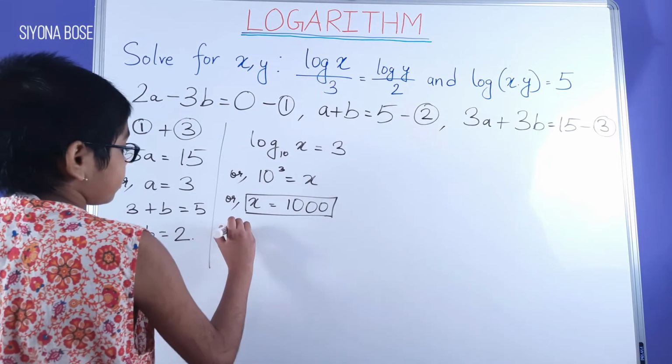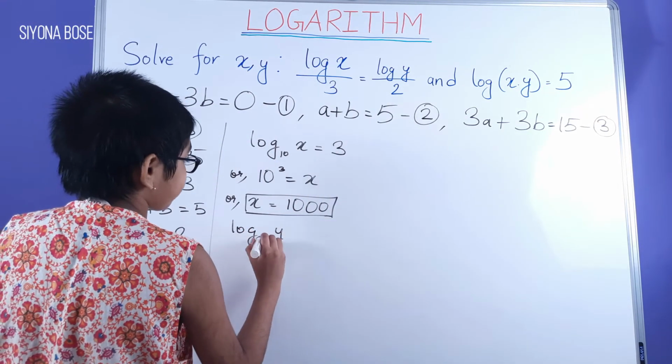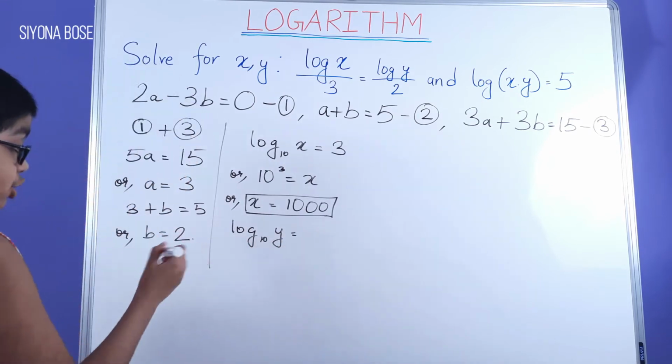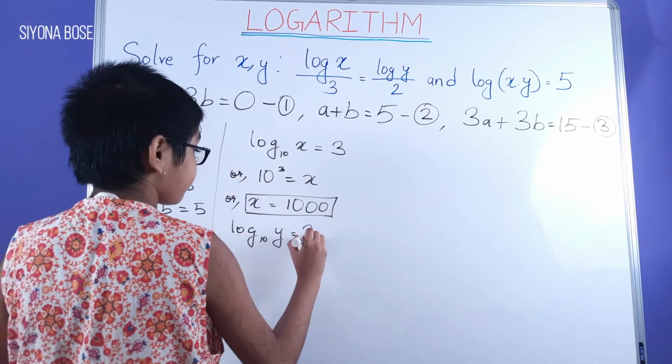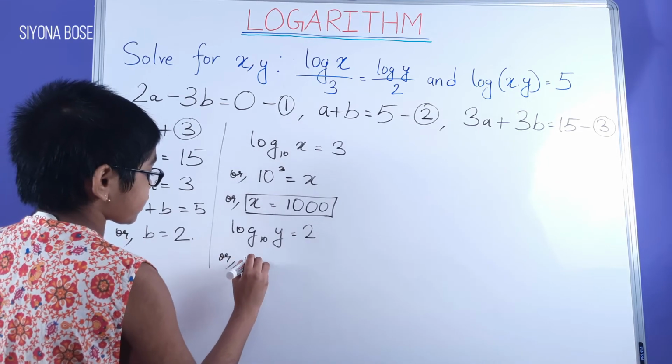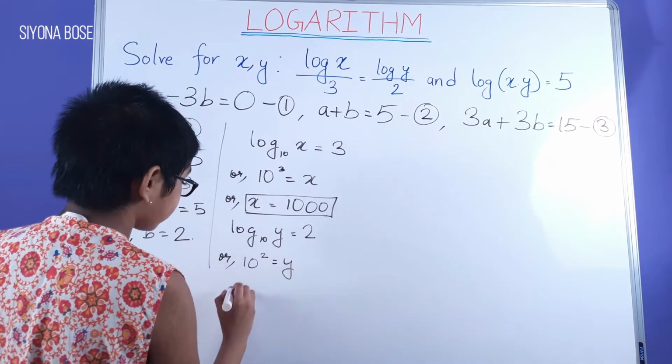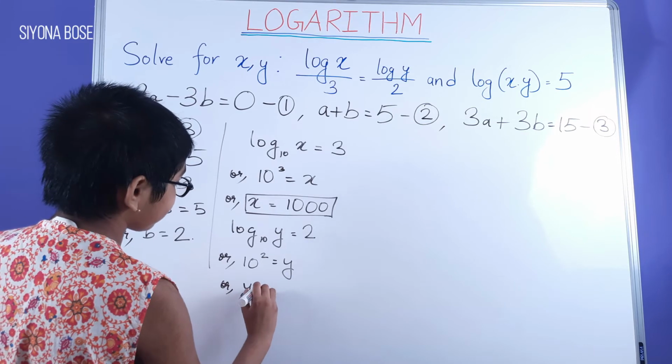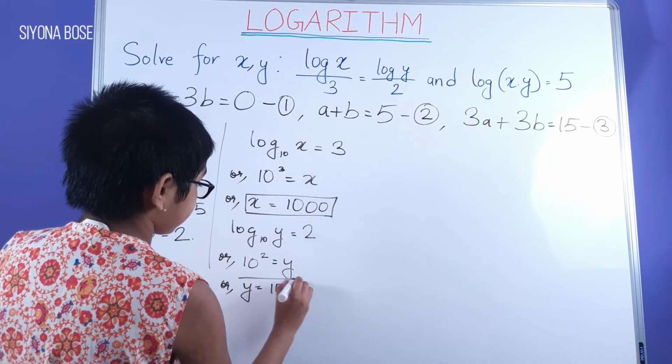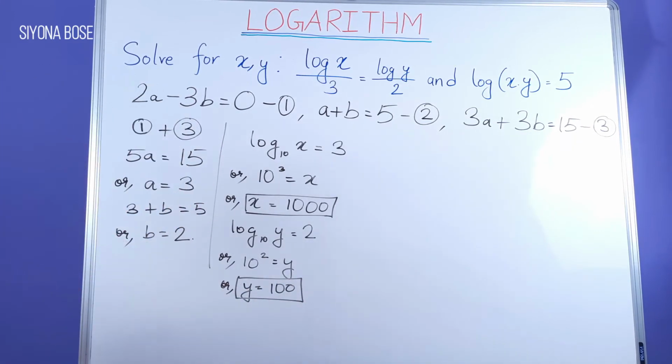How? Log of y to the base 10 is equal to b, which is 2. Or 10 to the power 2 is equal to y, or y equal to 100. This is the second value which we got.